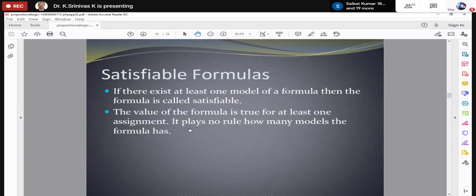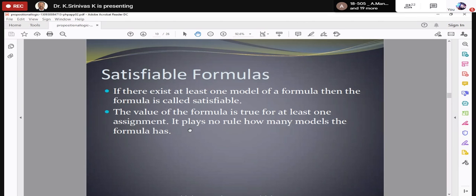Next, satisfiable formulas. What is a satisfiable formula? If there exists at least one model of a formula, then the formula is called satisfiable. You are having some assignments. At least one, we have a model formula, then it is satisfied. Otherwise, it is not satisfied. It's a very simple thing.